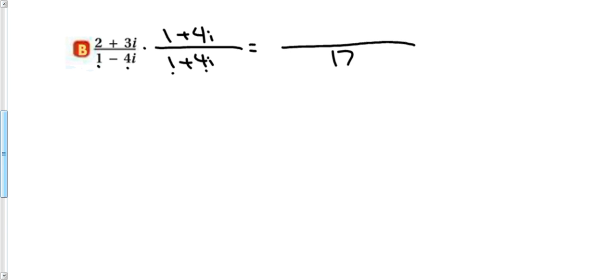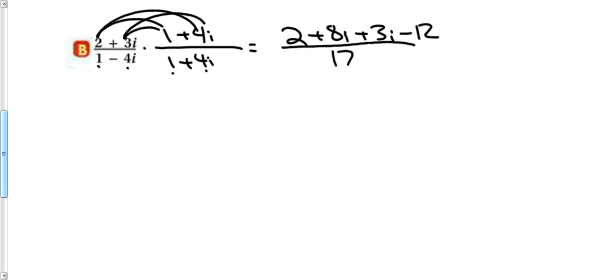No shortcut for the top. I'm going to have to FOIL it out. 2 times 1 is 2, plus 8i, plus 3i. And then the last term is going to be plus 12i squared, which turns into a negative 12. Combining the real part and the imaginary part, I get negative 10 plus 11i, both over 17, which does not simplify at all.